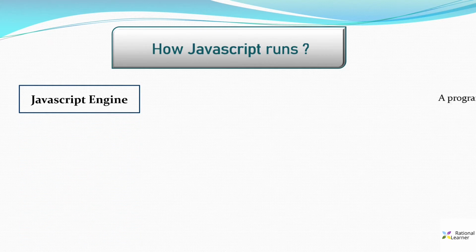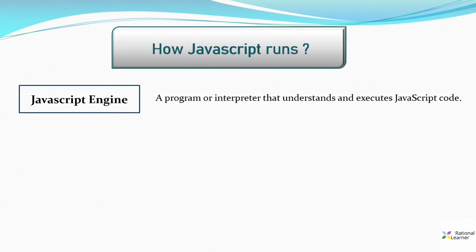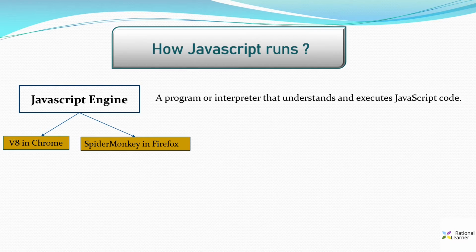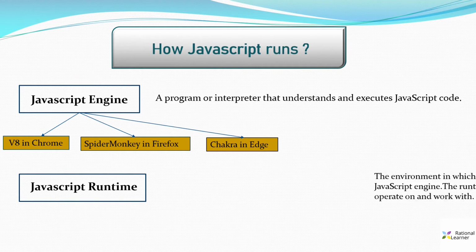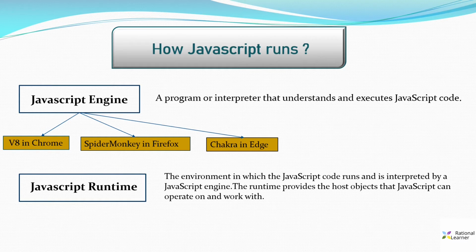What is a JavaScript engine? A program or interpreter that understands and executes JavaScript code is called a JavaScript engine. The examples of JavaScript engines are V8 in Chrome, SpiderMonkey in Firefox, Chakra in Edge. What is JavaScript runtime? The environment in which JavaScript code runs and is interpreted by the JavaScript engine is called the JavaScript runtime. The runtime also provides host objects for JavaScript. There are two types of JavaScript runtimes. One is for client side, that is browser, and the other is for server side, that is Node.js.